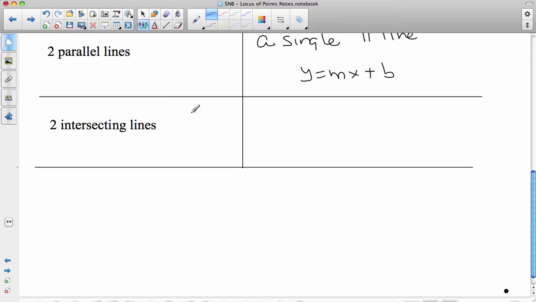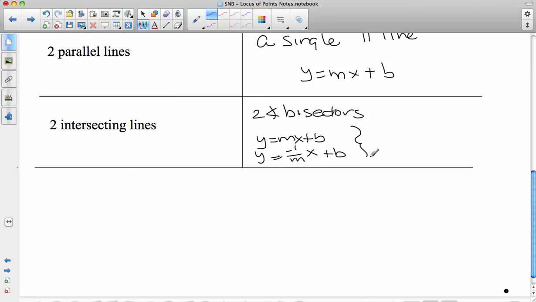And if you had 2 intersecting lines, you would end up with 2 angle bisectors. And you could write those equations: y equals mx plus b, and the other line would be y equals negative 1 over m, because they would be perpendicular to each other. The 2 angle bisectors are perpendicular to each other.